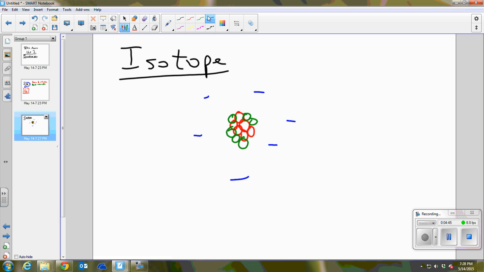Well, a carbon atom that has 8 neutrons is called carbon 14.